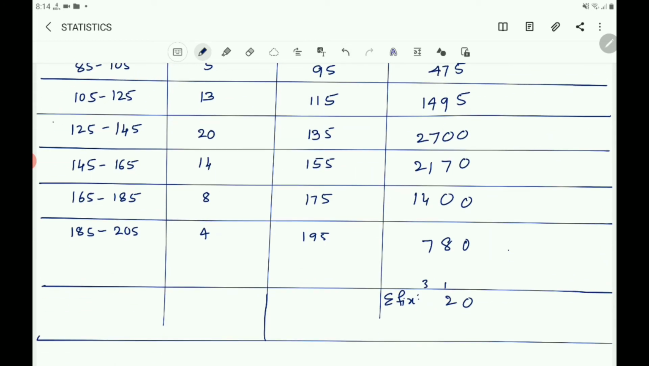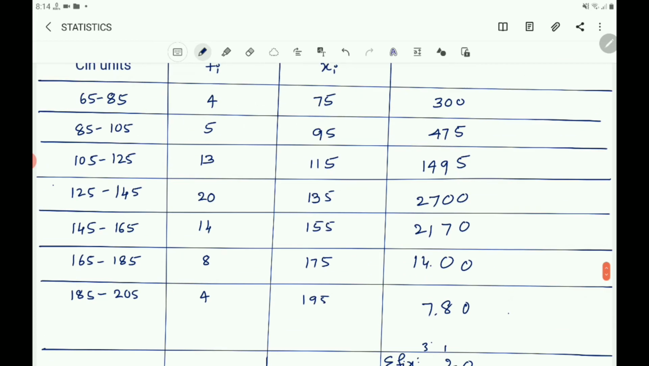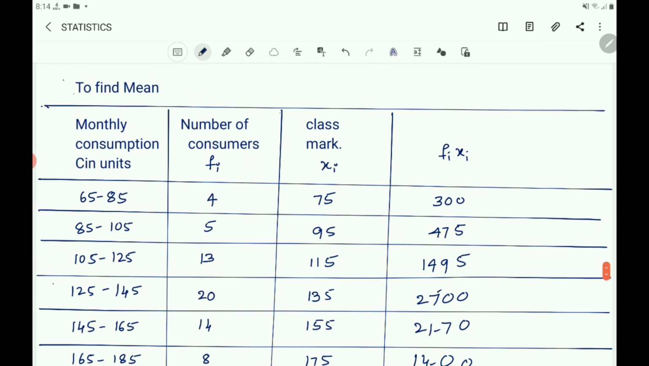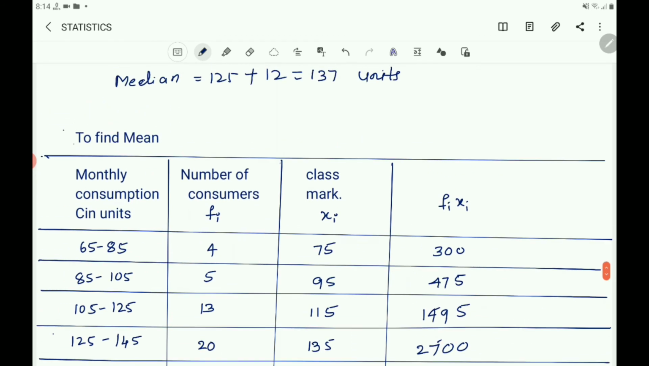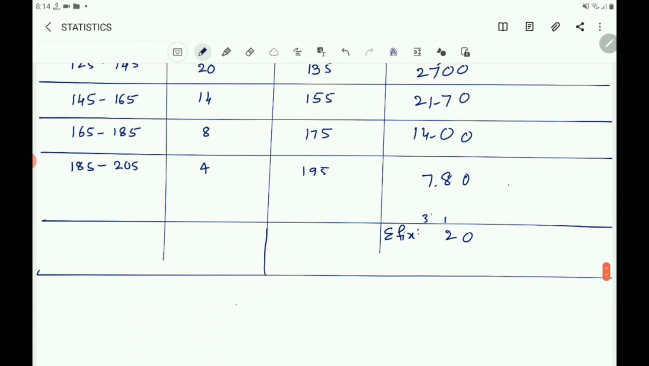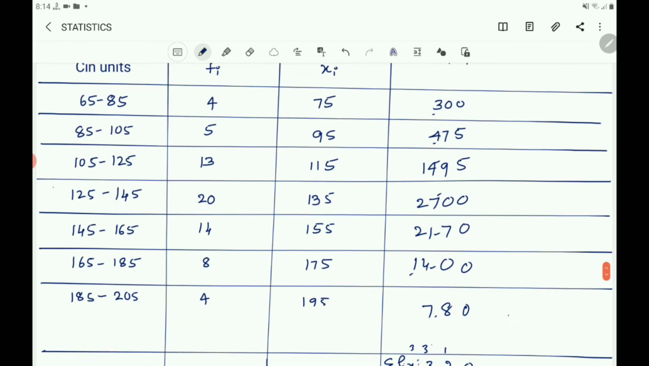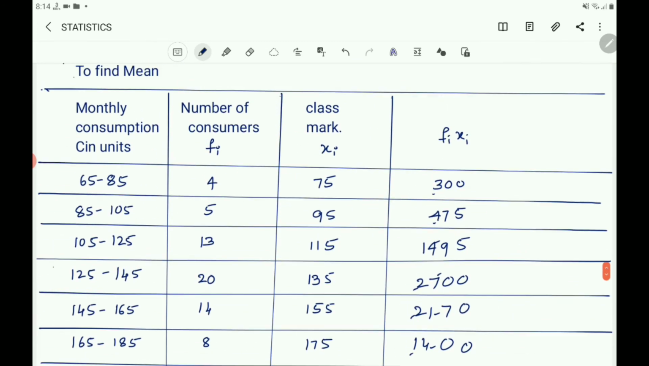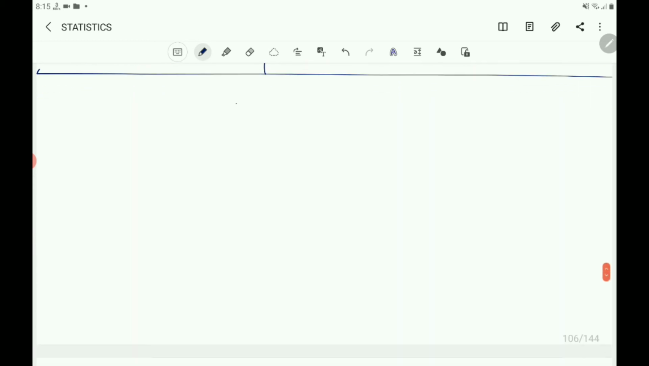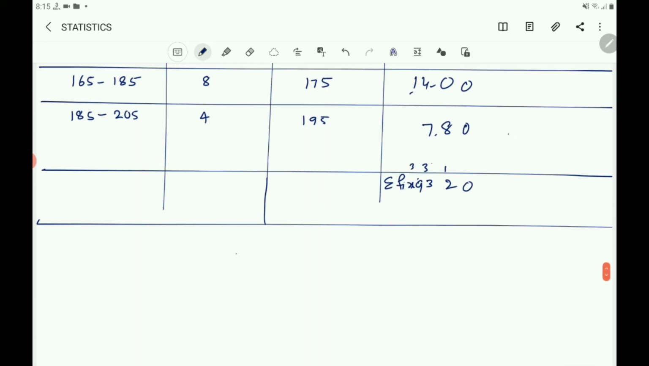3 carrying. 7 plus 3, 10. 10 plus 4, 14. 14 plus 1, 15. 15 plus 7, 22. 22 plus 4, 26. 26 plus 4, 30. 30 plus 3, 33. Write 3, 3 carrying. 3 plus 1, 4. 4 plus 2, 6. 6 plus 2, 8. 8 plus 1, 9. You got 9320.